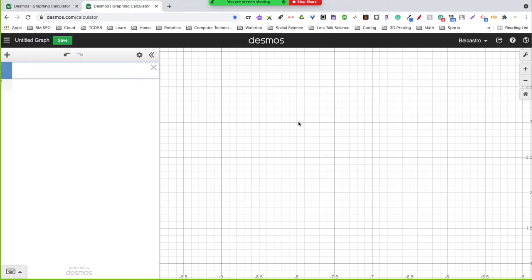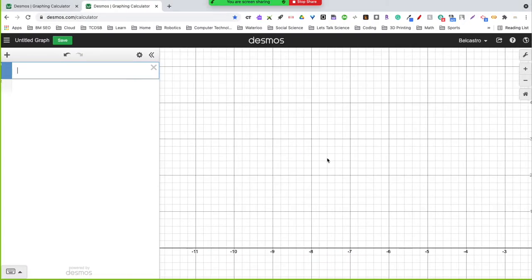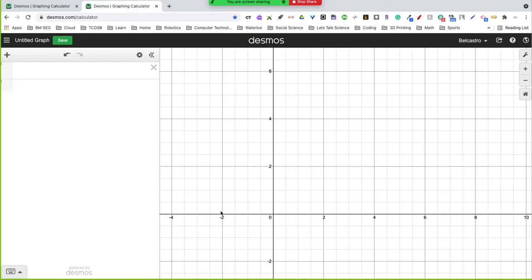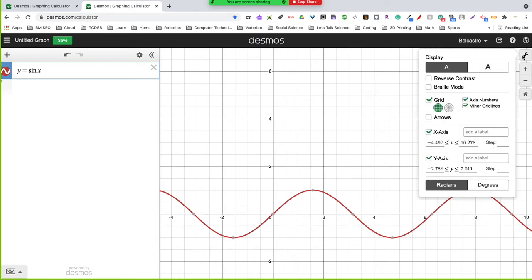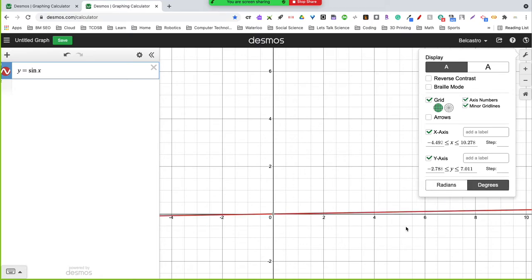Okay, let's zoom out a bit so I can get to the home graph. Here's our home graph. I'm going to enter y is equal to sine x. What's important here is that we're using Desmos graphing. You can go into the graph settings, and I'm already in radians. I can change it to degrees, but you'll notice we'll get a very different looking line.